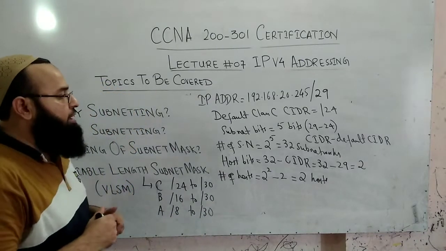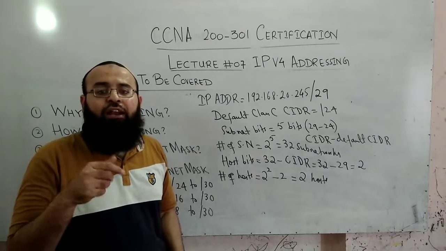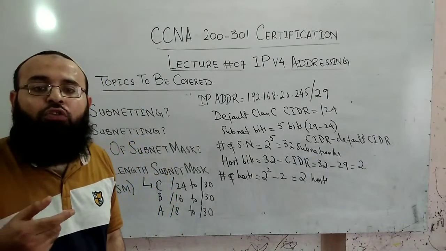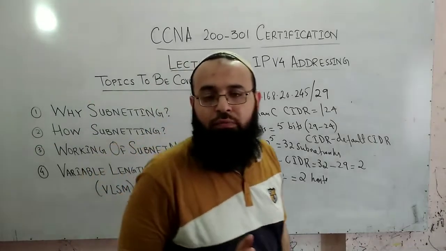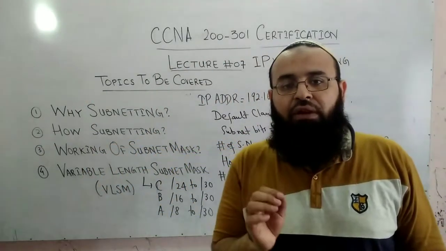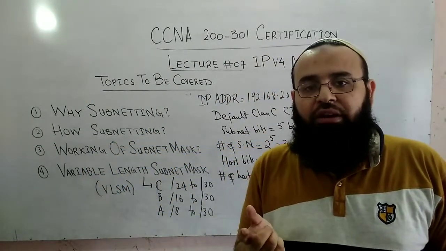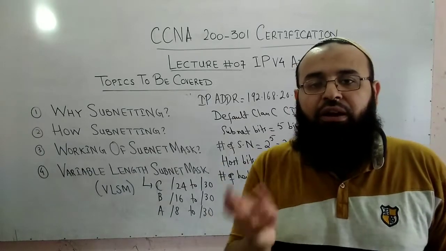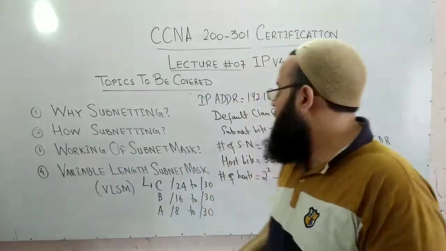Now one thing that I want to make clear here is, why don't we use the CIDR values /31 and /32? I told you that the CIDR values can go maximum up to /30. So why don't we use /31 and /32? That I am making clear now.